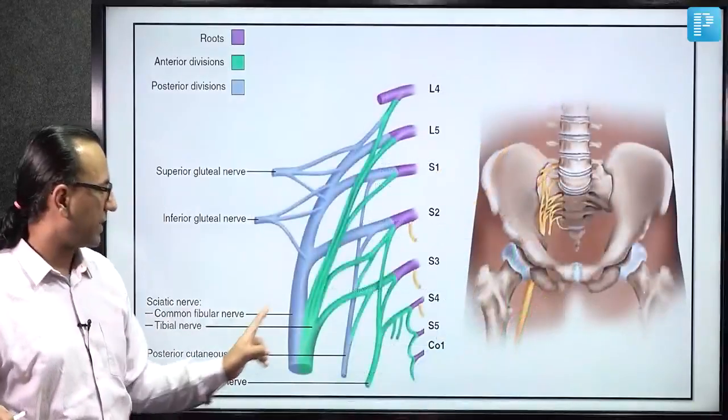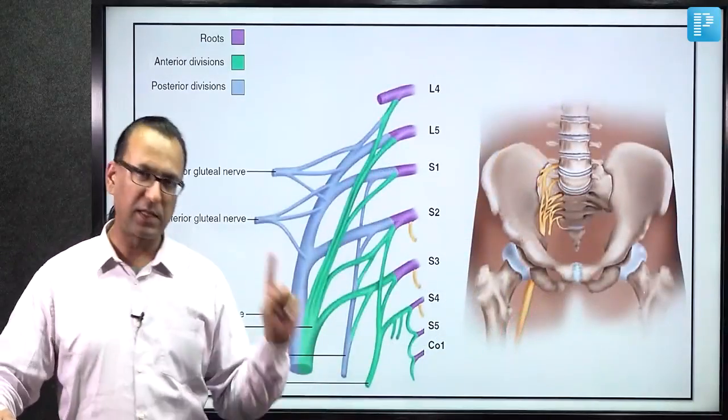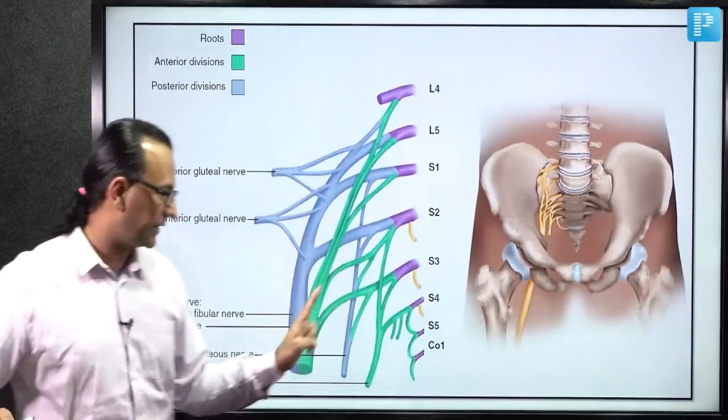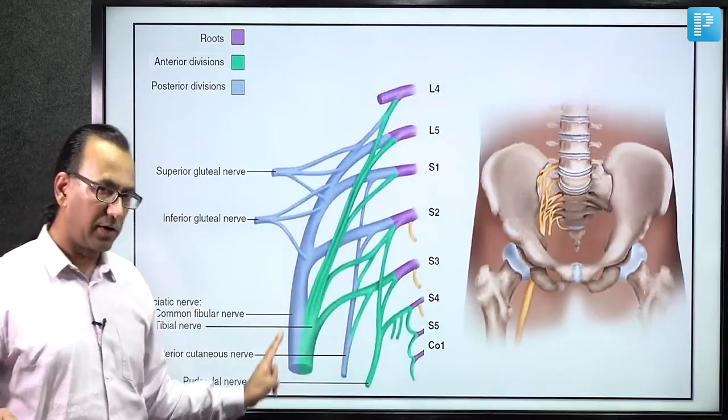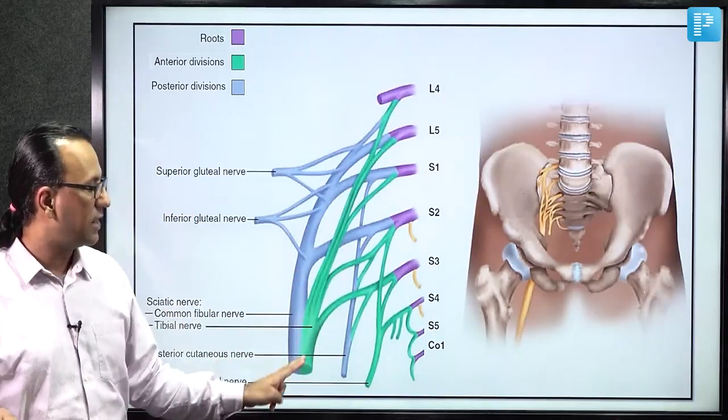Now we need to understand that sciatic nerve is not a single nerve but two nerves running together. There is the lateral common fibular nerve and there is a medial tibial nerve.